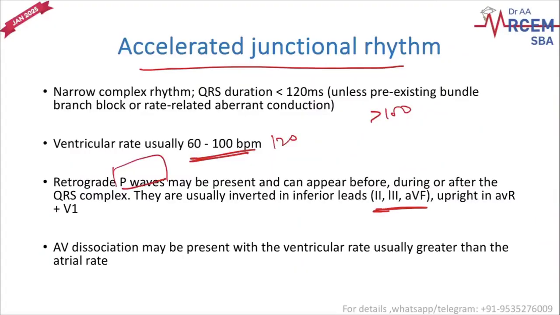If seen, it will be seen in inferior wall leads or in aVR. AV dissociation can be present with the ventricular rate usually greater than the atrial rate, but it is difficult to appreciate. That means there is no association. That means usually the atria are not contracting at the same rate as the ventricle, and the ventricular rate is slightly on the higher side compared to that of the atria.